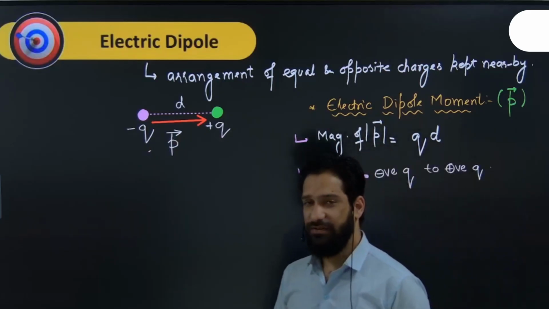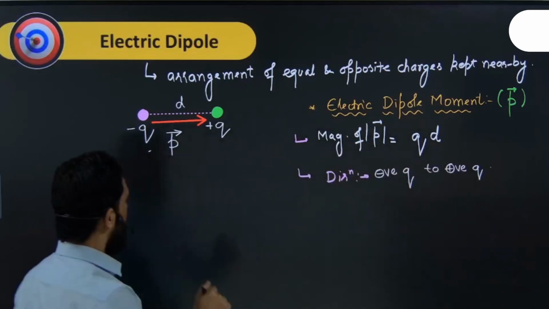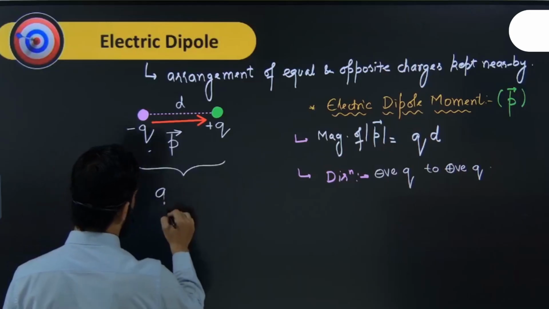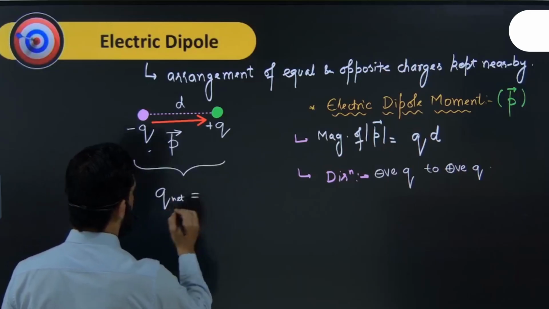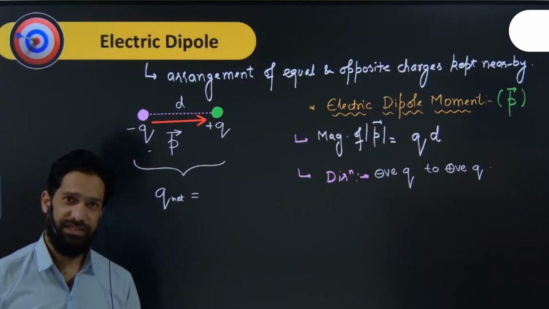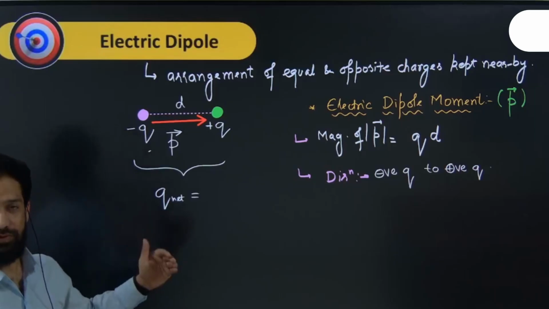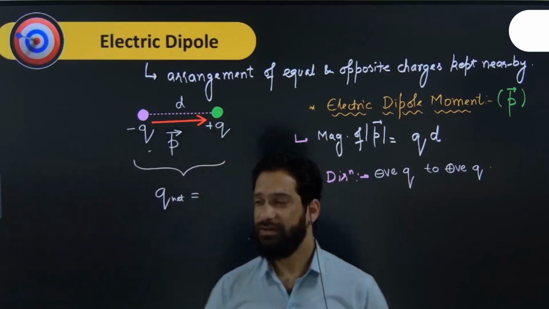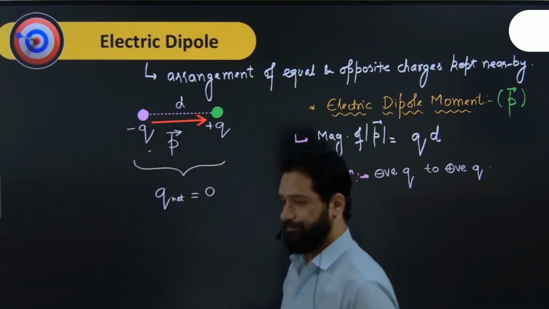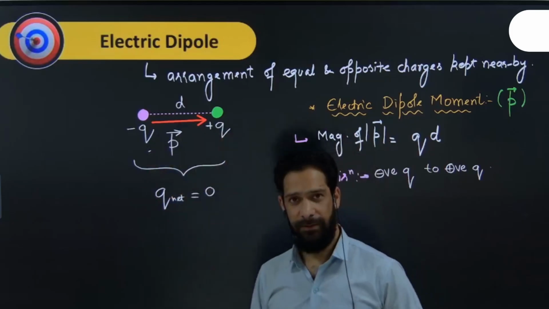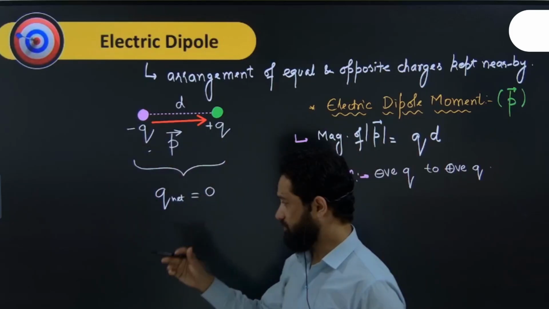Now just imagine if I ask you, what will be the net charge of this dipole? Since it is equal and opposite, you may know that when it's equal and opposite, the net charge is 0. Let it be -5 plus 5. Okay, -5 coulombs plus 5 coulombs, the net becomes 0.